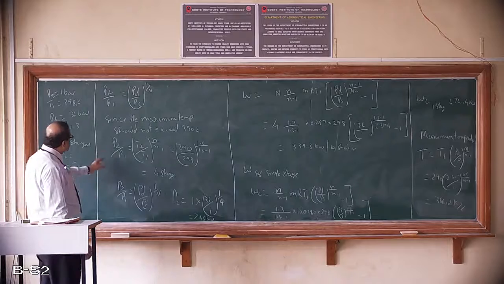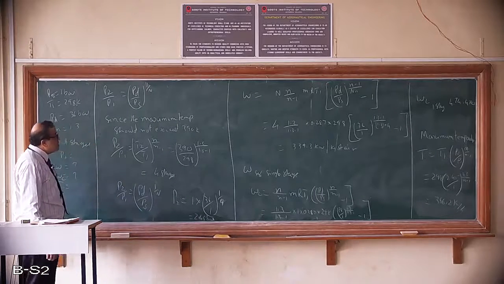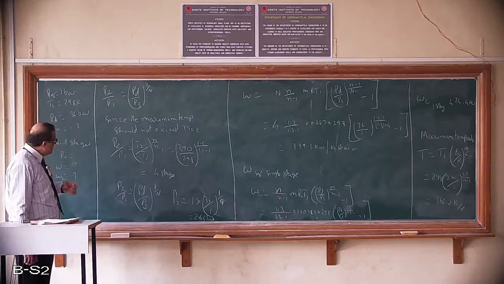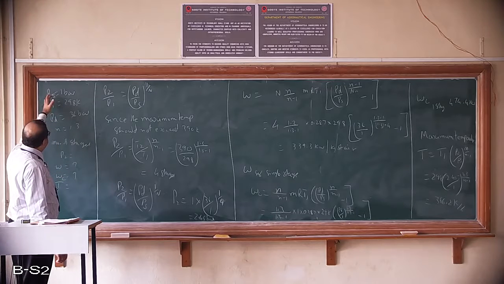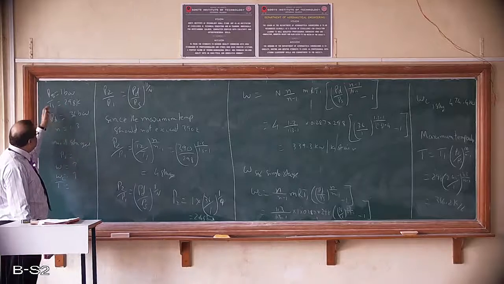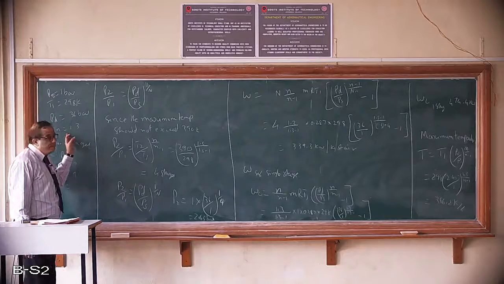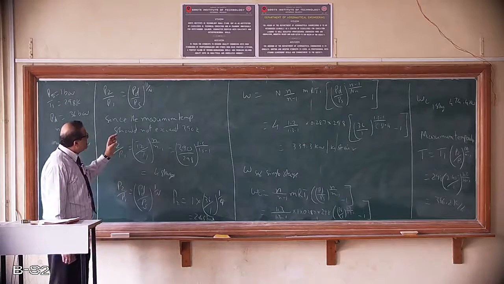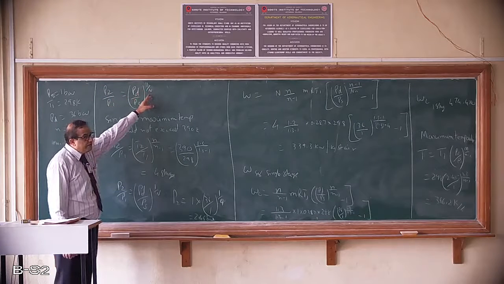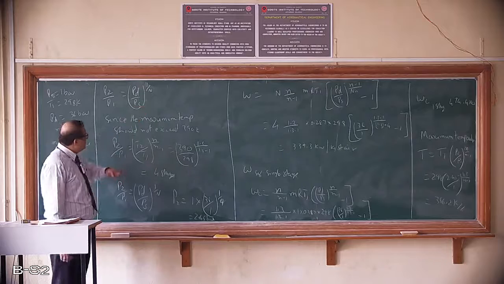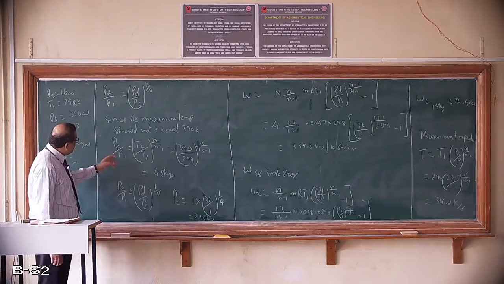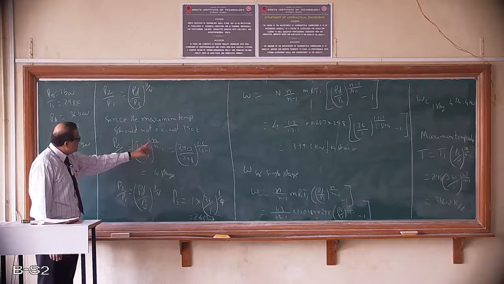So how have I done this? Please understand here. Once again, I'll explain the problem. Multi-stage compression is given. N is not given. How many stages? So we need to calculate that. PS intake pressure is given, delivery pressure is given, T1 is given, and the polytropic index N is given. So P2 by P1 is PD by PS to the power of 1 by N. Since the maximum temperature should not exceed 390, which is given in the problem, P2 by P1 is T2 by T1 to the power of N by N minus 1.